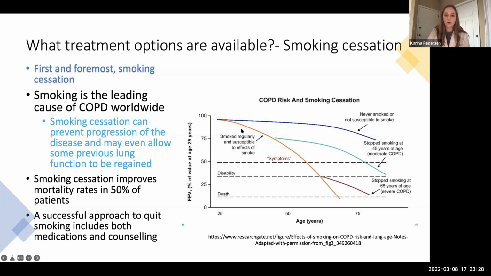So as you can see on this chart, patients who have COPD are in this yellow line right here, patients who smoke and have COPD. The orange line at first is just patients that smoke. This more teal line, I'm not sure if you guys can see my cursor, is patients who stopped smoking at 45 years of age and ended up with moderate COPD. However, the red line below is patients who stopped smoking at the age of 65 years. So as you can see, their COPD progressed significantly more than those who stopped smoking 20 years earlier.